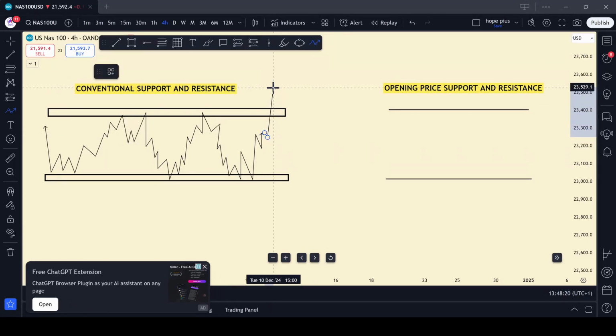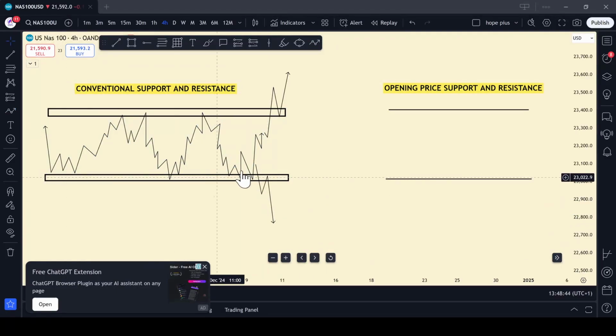For example, let's assume price broke this zone. At the retest, most people will buy. That is if you are trading the conventional support and resistance. Same thing with the support here. If it breaks and retests, most people will sell. That means support has broken and has turned to resistance. And in this case, resistance is broken and turned to support.